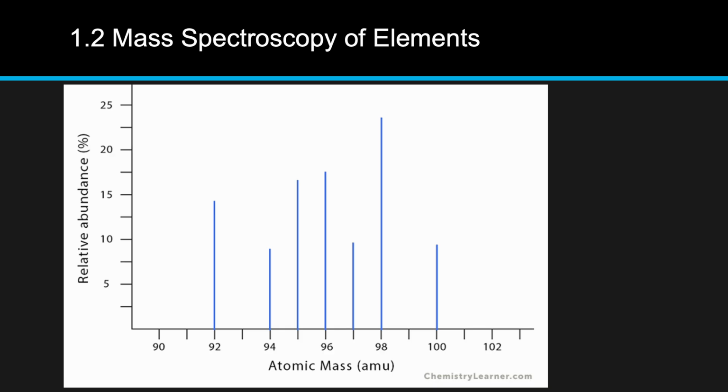All right, so for this one, I want you to pause the video and go ahead and try to guess which one of the elements on the periodic table have this mass spec. So looking at this mass spec, I know that the range is going to be between 92 and 100. So the first thing I'm going to do is look at my periodic table and see which elements have an average atomic mass between 92 and 100.